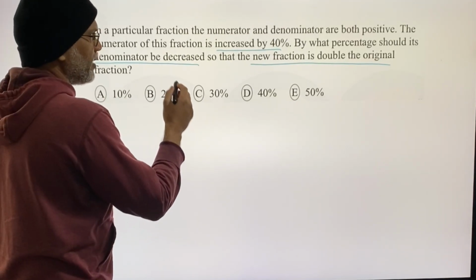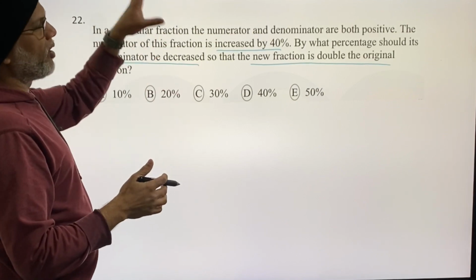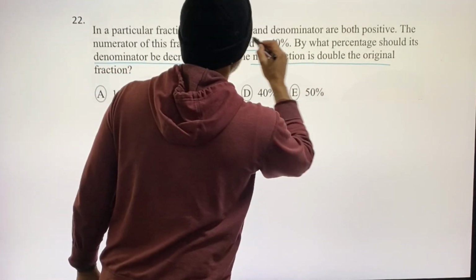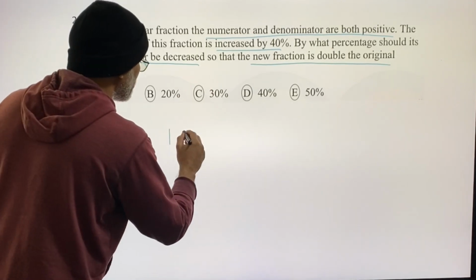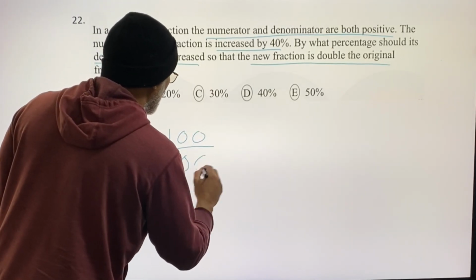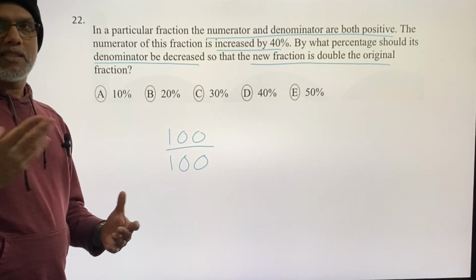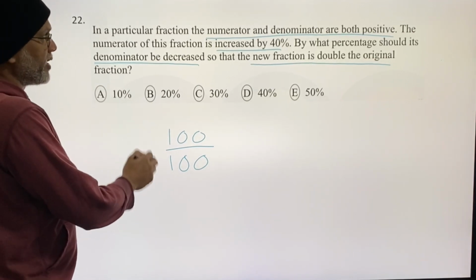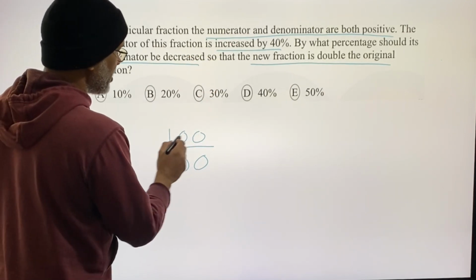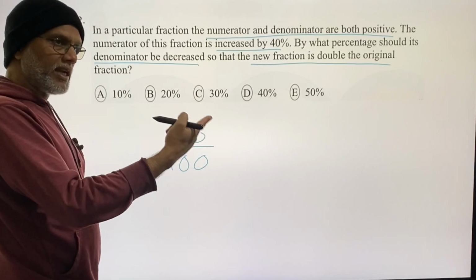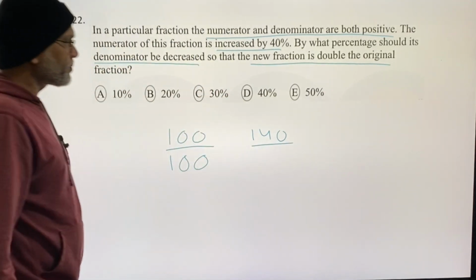All right. So based on the question, this should work for any fraction, right? It only says that numerator and denominator are both positive. There is no other condition. So I can assume the fraction to be 100 over 100. Easy. I'm choosing 100 because calculating percentage of 100 is just easier. Okay, so this is the original fraction. Numerator of this fraction is increased by 40%. So the numerator is 100. If I increase it by 40%, I increase it by 40. So numerator becomes 140. All right.